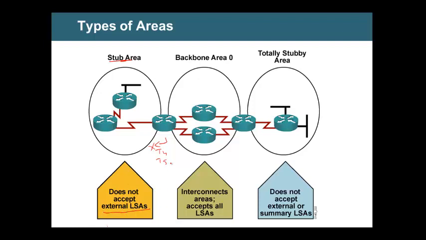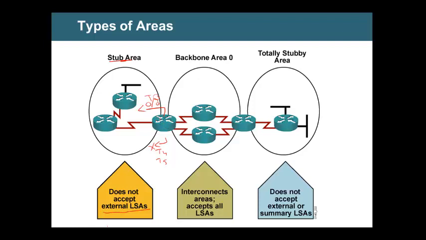Then how will you ping external? Instead of type 4 and 5, the ABR will inject a default route as type 3. There will be a type 3 default route injected by the ABR to all the routers. So using that, the stub area routers can ping external.